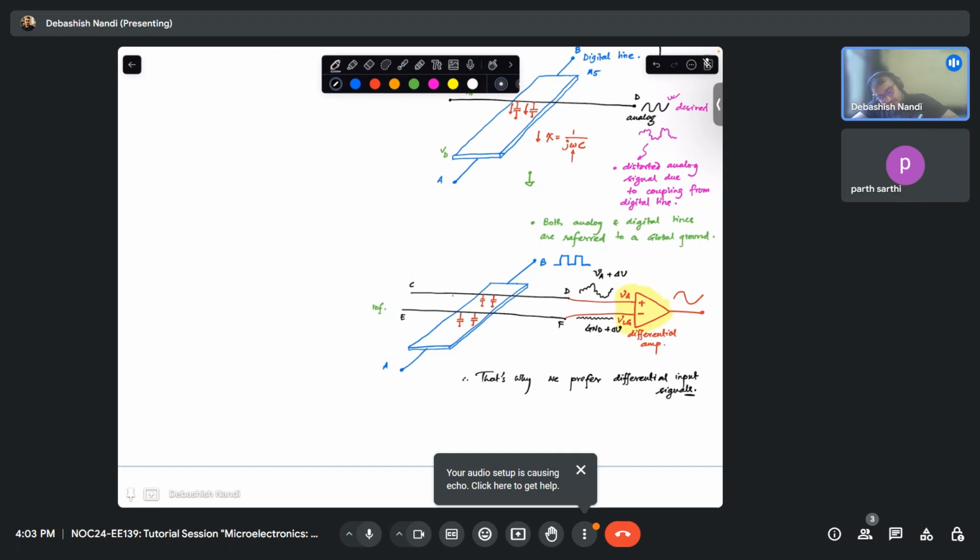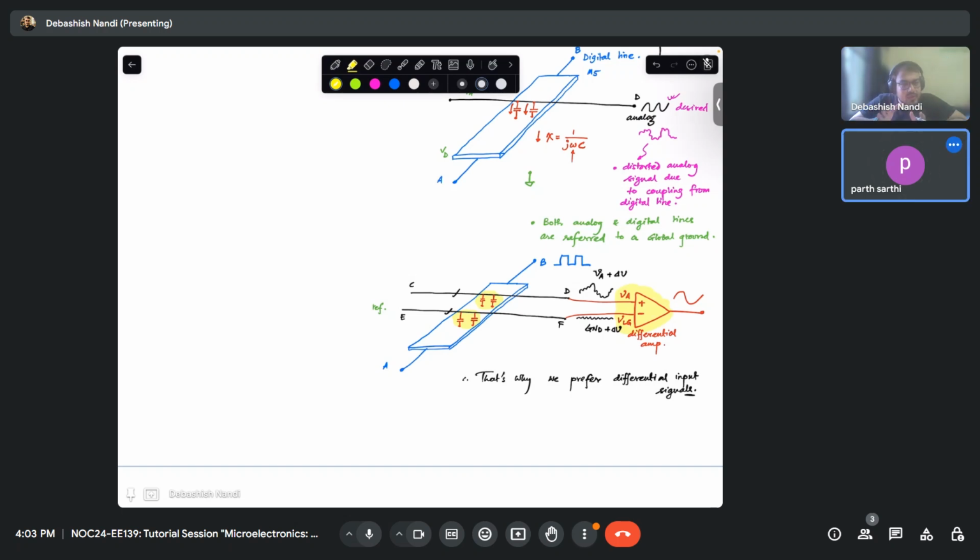Because these two lines are very close to each other and they are seeing the same coupling line. You understood, right? This coupling, this distortion is due to what? Due to the digital line on the analog line, right? Now you are having the same distortion from the digital line to another analog line, which is very close to this. So this will see almost similar levels of distortion.